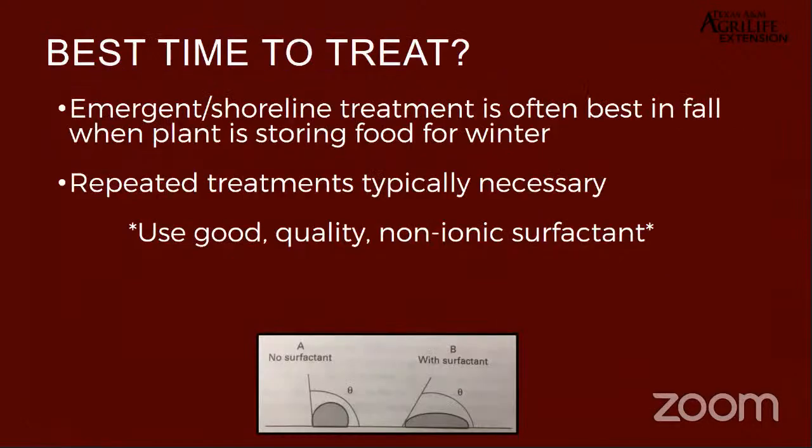The best time to treat emergent vegetation is in the fall when the plant is storing food for winter. Of course, like any treatment, repeated treatments may be necessary, and when you're treating your emergent vegetation you want to make sure to use a good quality non-ionic surfactant. This will increase the overall effectiveness by reducing the surface tension of the water. So always check your label to see if a surfactant is recommended.